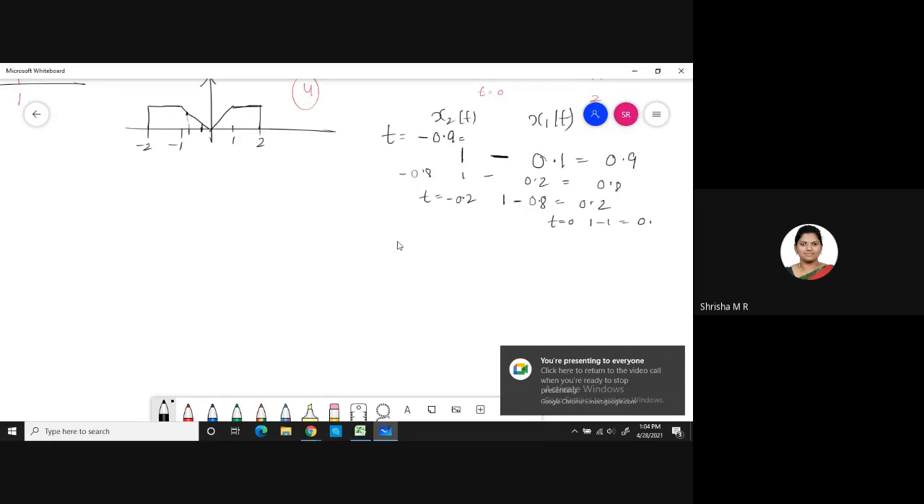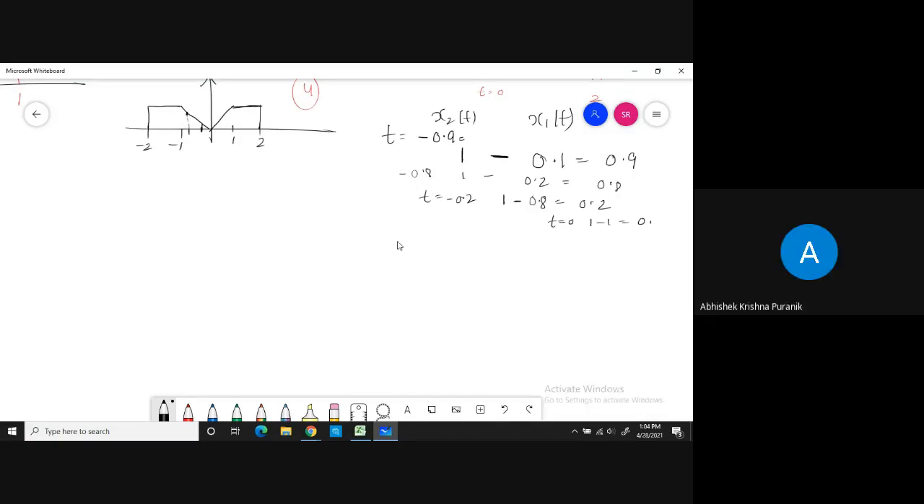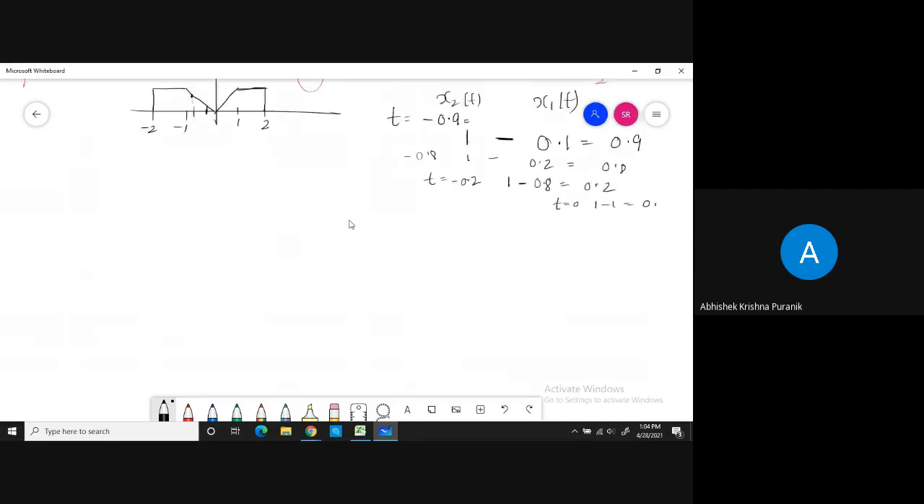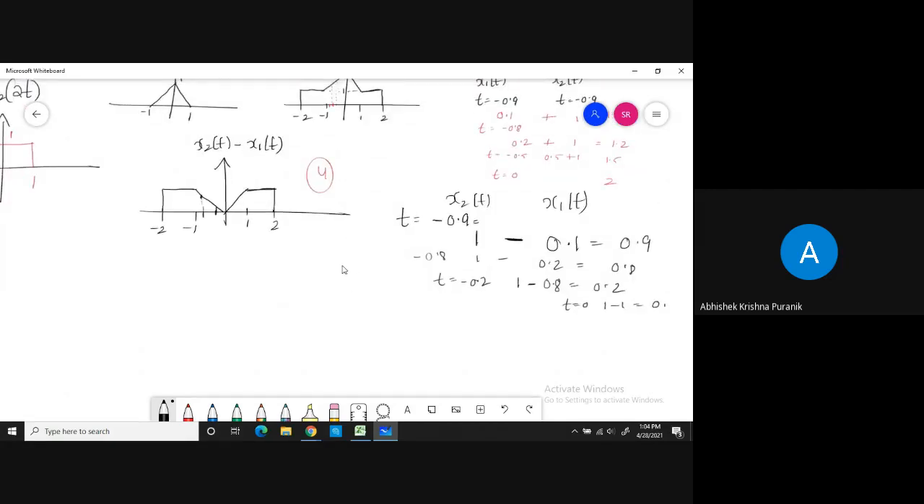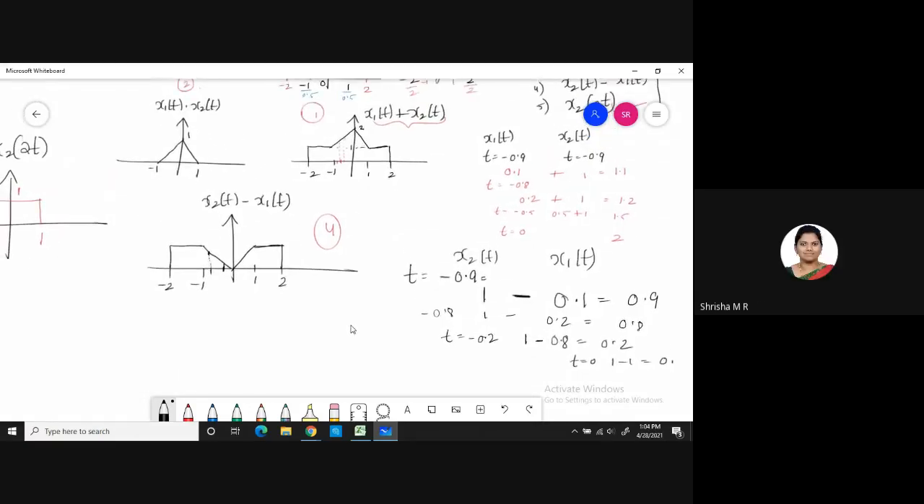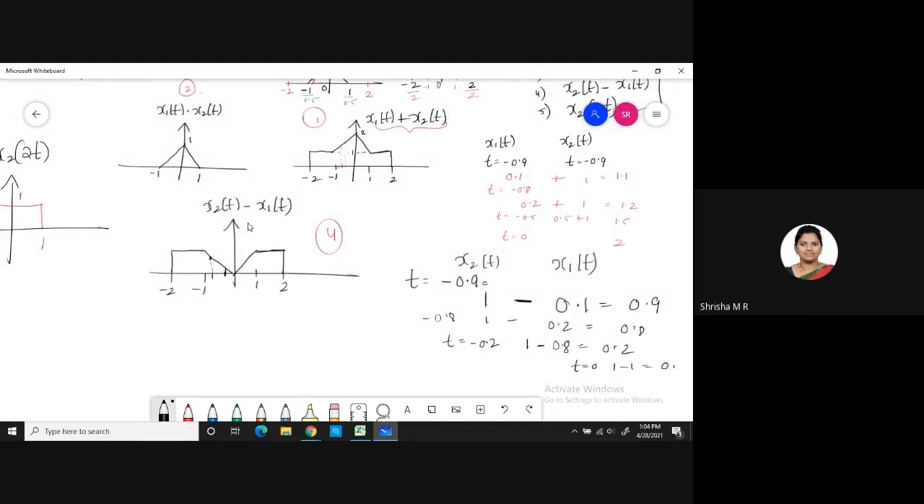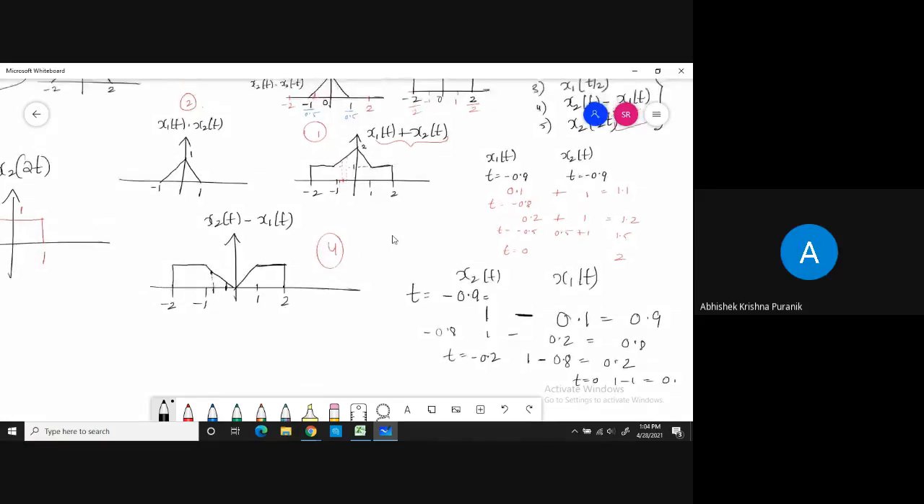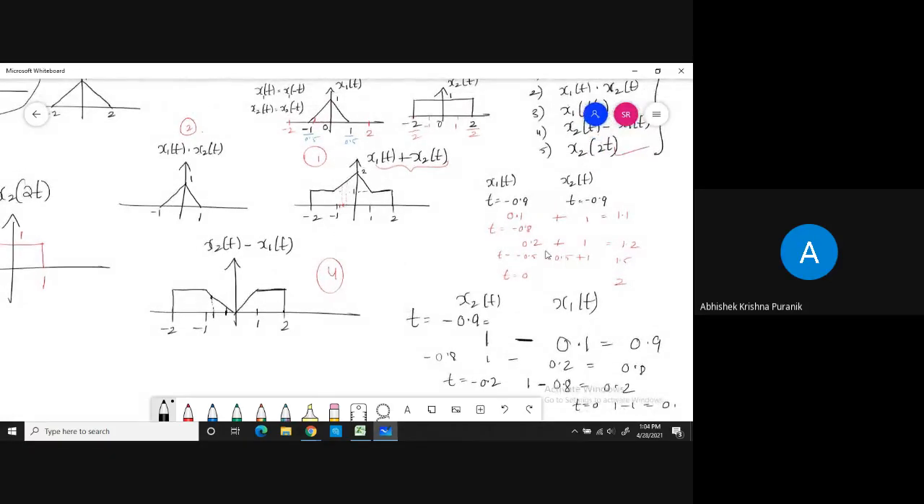So next problem you take down. Ma'am, this minus 0.9, minus 0.8, this is just for us to check the answer, right? Yes, if this waveform is correct or wrong, just to verify that. It's not mandatory to write this, right? No need of writing. You can just verify that.